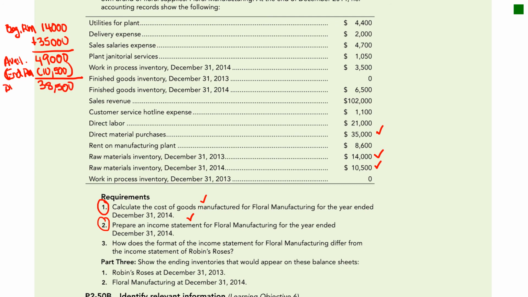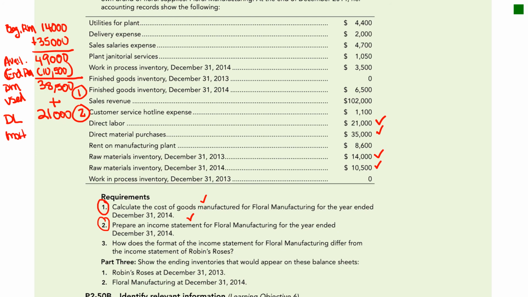So I'm going to write direct materials used, and I'm going to put a 1 next to that because essentially that is our first product cost. The second one I'm going to look for is direct labor. Guys, that's right there. That's $21,000. So I'm going to write that right here. And that's our product cost number 2. Again, we're going to add these two together. And then the third one is going to be our manufacturing overhead.